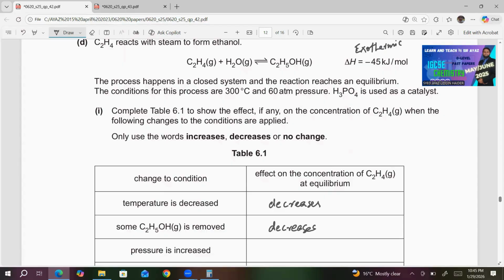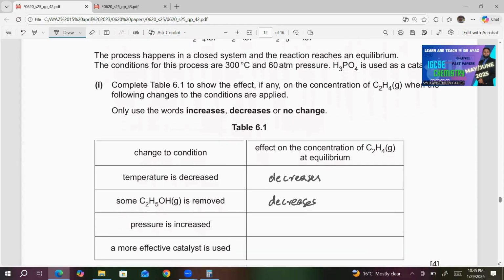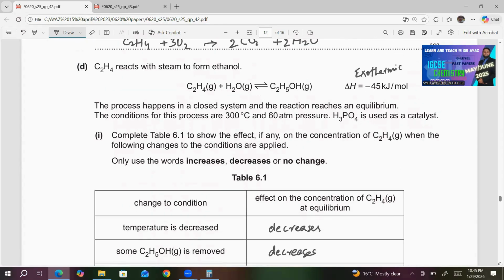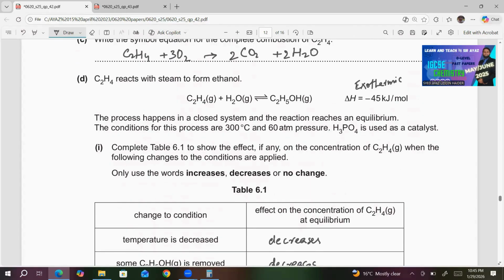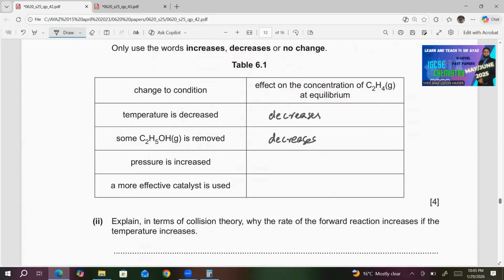Pressure is increased. If you increase the pressure, what will happen? The equilibrium will shift to the side where there will be less number of moles. So if you look at the moles of volume of gases, we have 1 plus 1 is equal to 2, reversible sign 1. So if you increase the pressure, it will shift the equilibrium to the right hand side, which means again the concentration of the C2H4 will decrease. So you'll write decreases again.